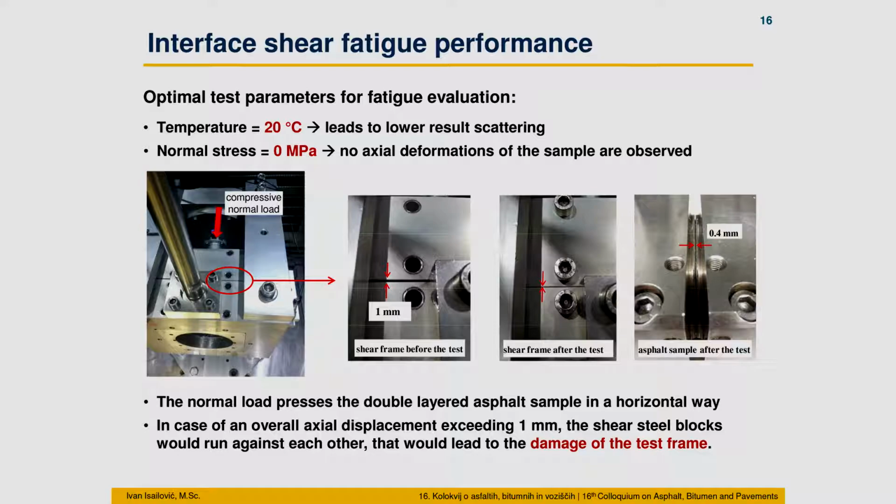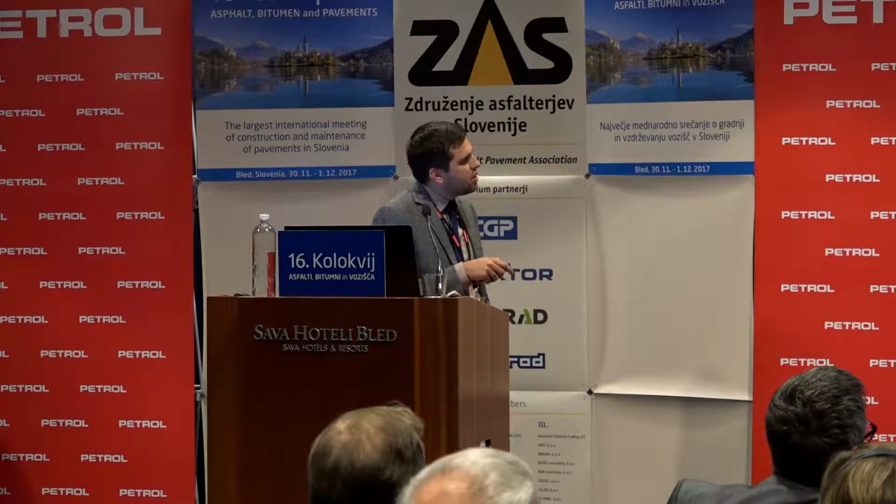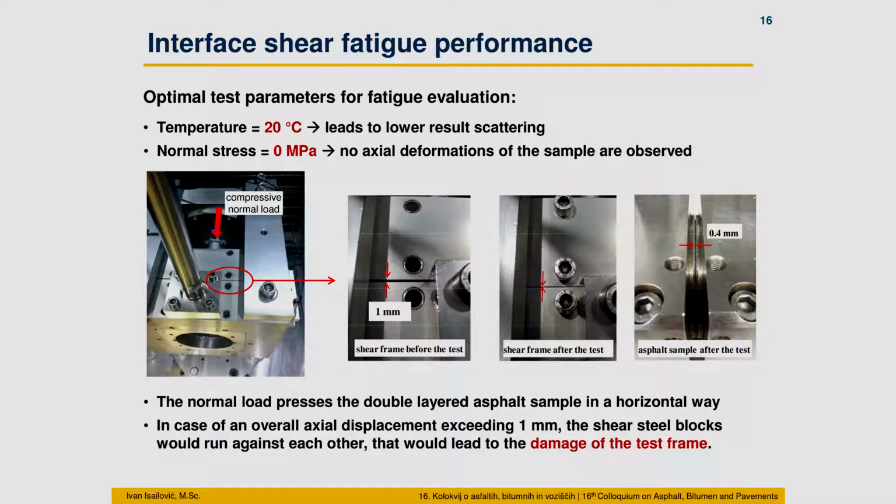What does this no axial deformation mean? You can see here that the normal load applied presses the double layer samples in a horizontal way and induces displacement amplitude in the horizontal direction. That means that we have to control this horizontal deformation, because in case of over displacement exceeding 1 millimeter, the steel blocks would run against each other. That would lead to damage of the machine, and we don't want that in our tests.